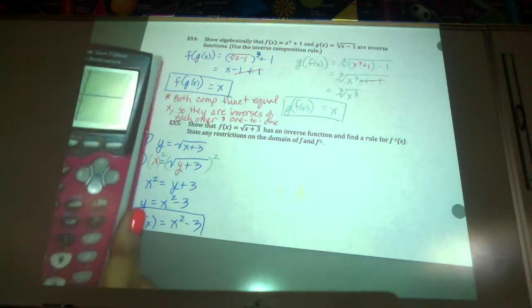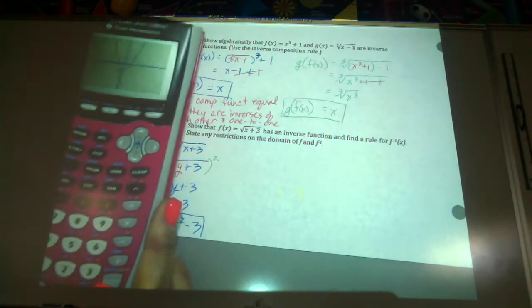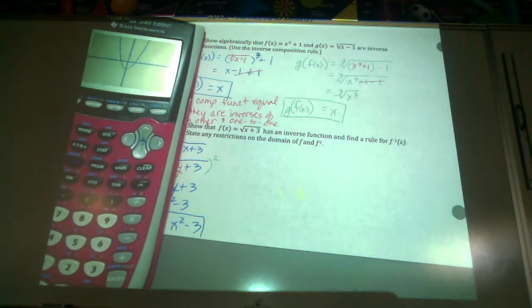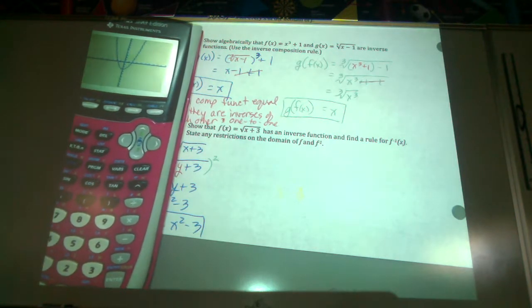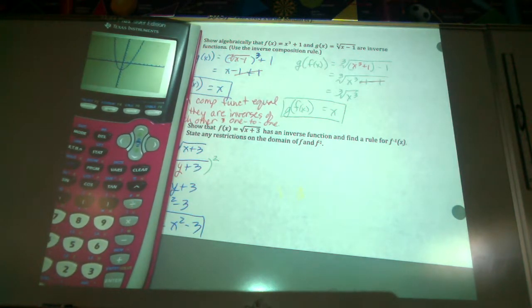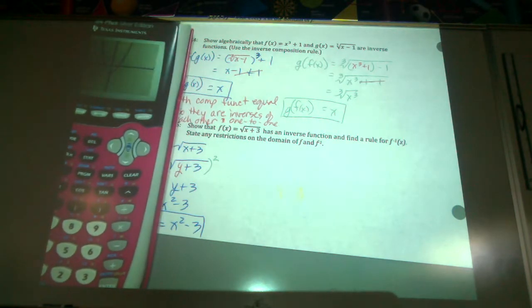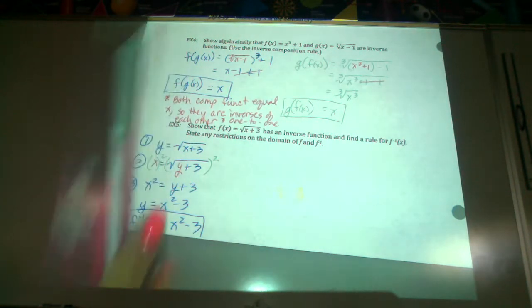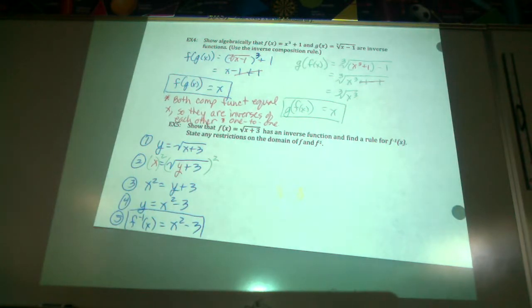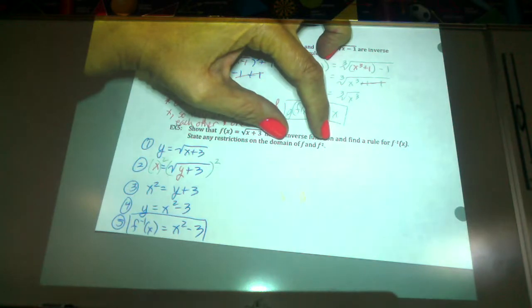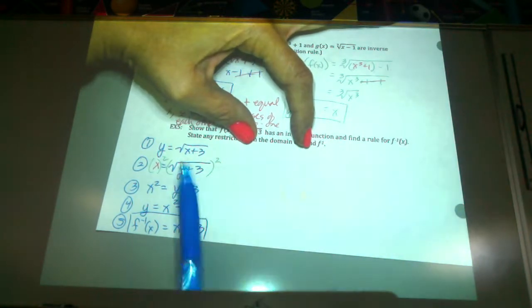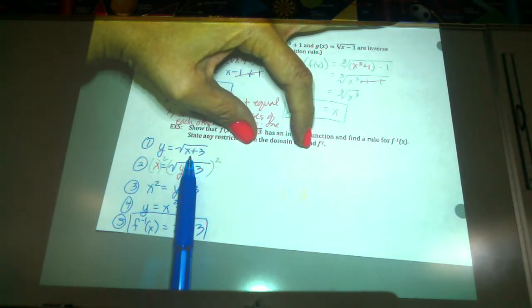that graph, that's the inverse of the original graph, and it is a function, but it's not going to end up being 1 to 1 until we restrict it. So watch what happens, because it doesn't pass the horizontal line test, does it? So when they ask for the domain of f and the inverse function, start here. Doesn't this affect the domain?